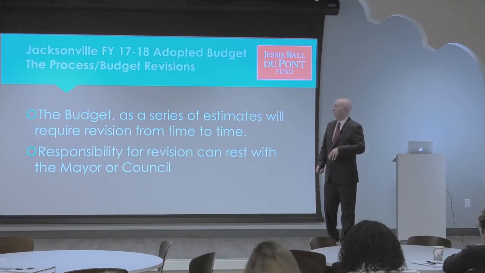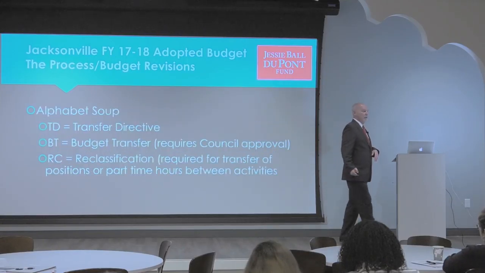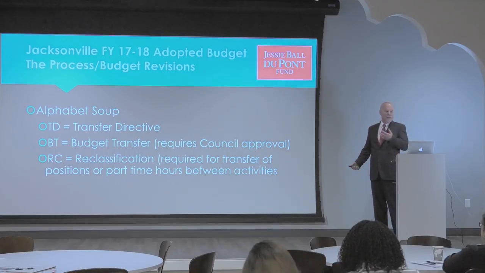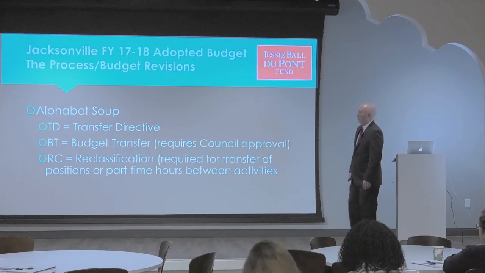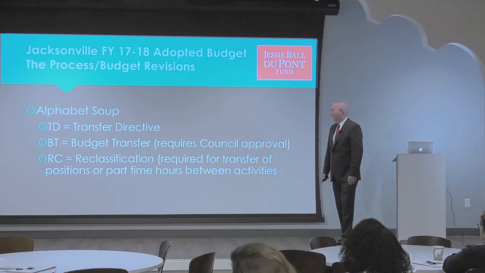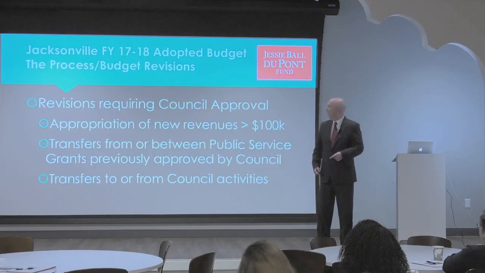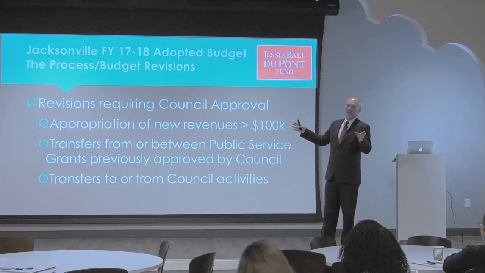Responsibility for those revisions depends on the magnitude of the request, either with the mayor or with the council. I'm not going to spend too much time on this, but there's an alphabet soup. A TD is a transfer directive, a BT is a budget transfer that requires council approval, an RC is a reclassification of positions. This is kind of important.